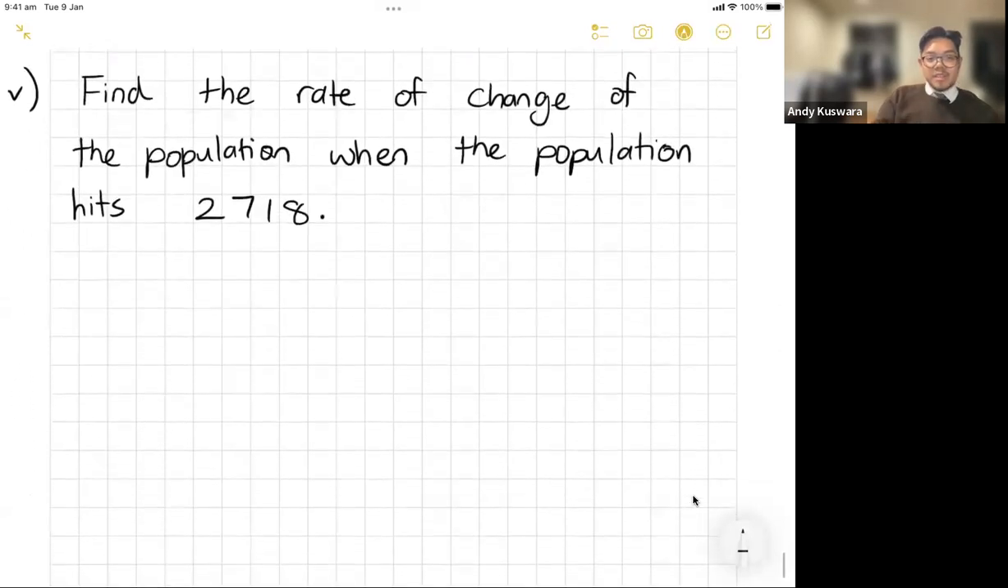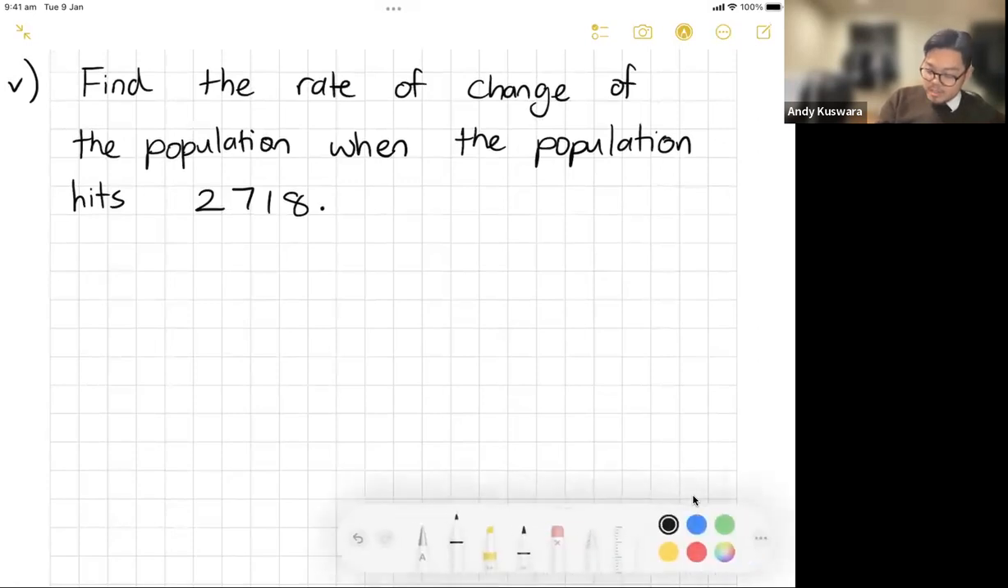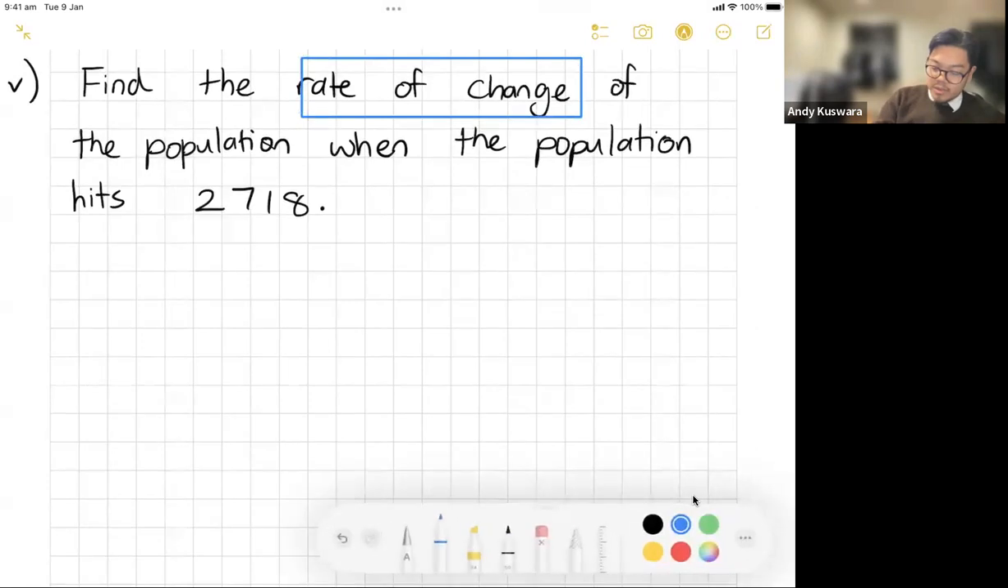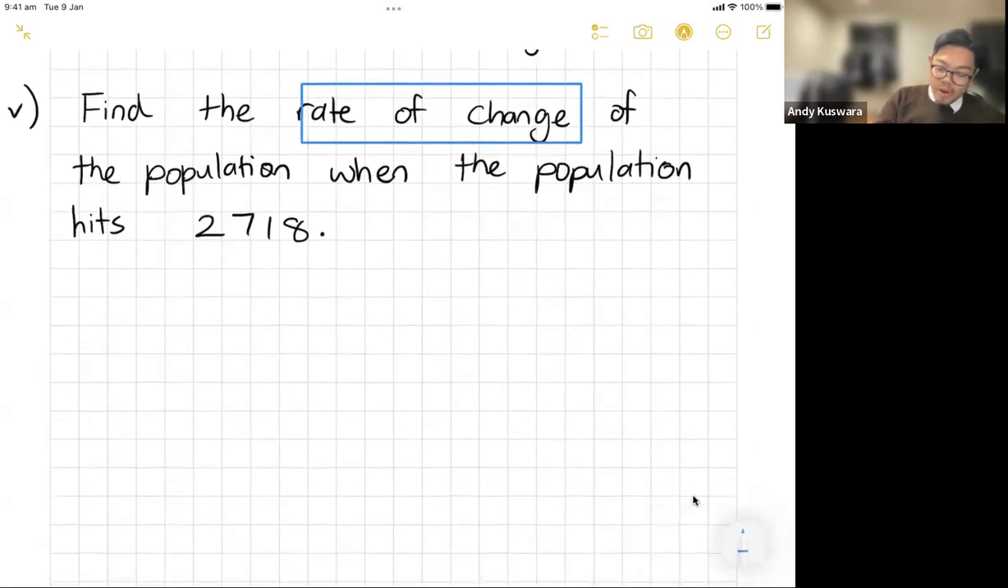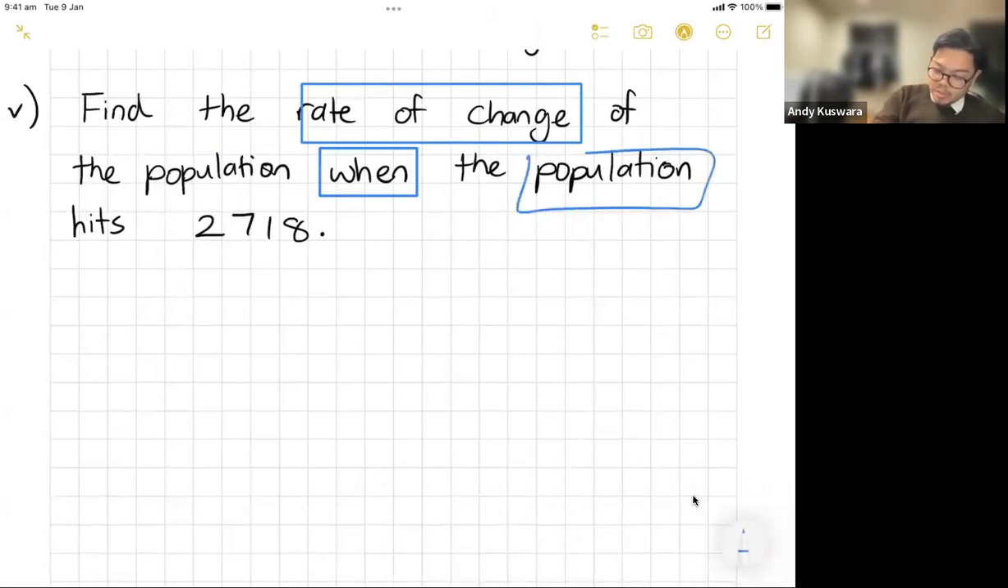All right, now this one here is probably the big boy question. Now it says here, find the rate of change. Ooh. So what does that mean? I'm going to need to use the derivative of the population when. So I'm just going to highlight some of the keywords here. Population is P, right? Yes, of course, population means P, but probably this population here is the one that means P, right? 2718.